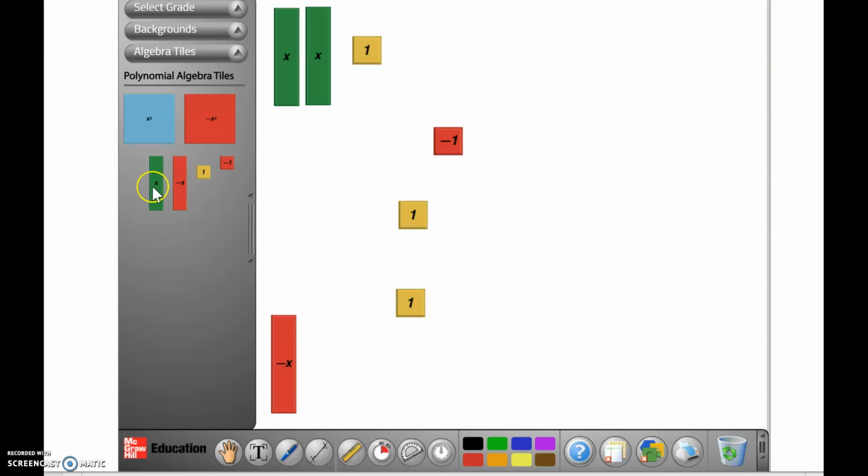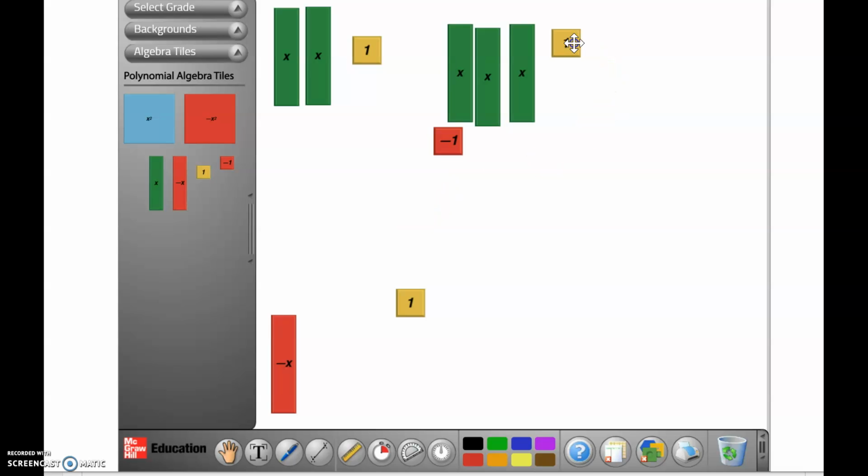And then we're going to have 3x. So now I need 3 positive x's. So again, just pull these over. And then plus 2. So I'm going to need 2 yellows. Okay, these ones we're not using, so they're down on the bottom. So we have 2x plus 1 and 3x plus 2. Each of those is kind of represented by our algebra tiles here.